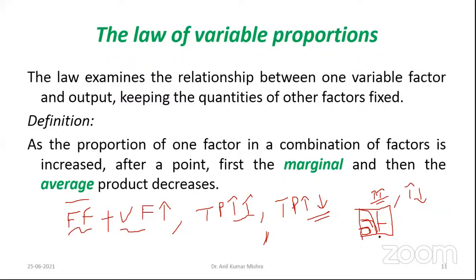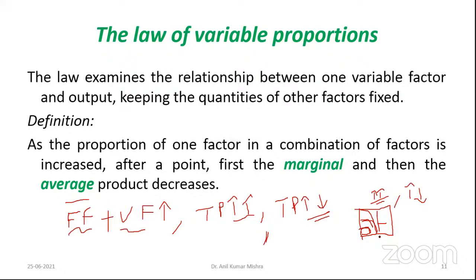After that, total product increases at a diminishing rate. Or initially, when the variable factor increases with the fixed factor, first the marginal product decreases, then the average product decreases. First the marginal product decreases, then the average product decreases.